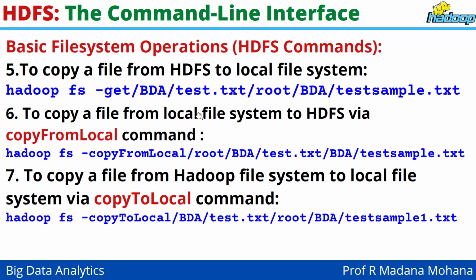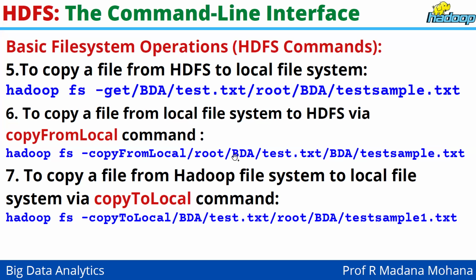Then to copy a file from the local file system to HDFS, in place of the put command, we will use the copyFromLocal command. Everything is the same. In place of put, replace it with copyFromLocal. In copyFromLocal, the F is capital and the L in Local is capital. copyFromLocal is a single word, there is no space. So the syntax is hadoop fs -copyFromLocal.